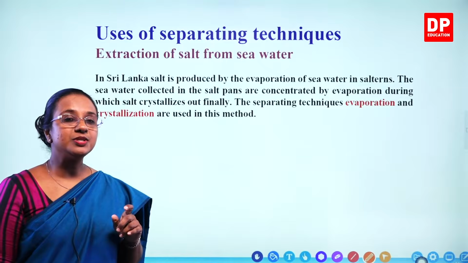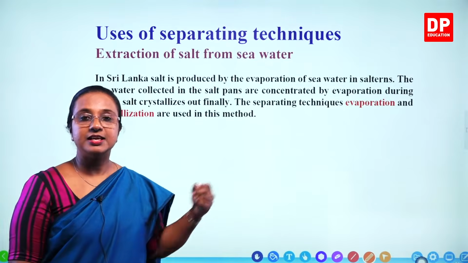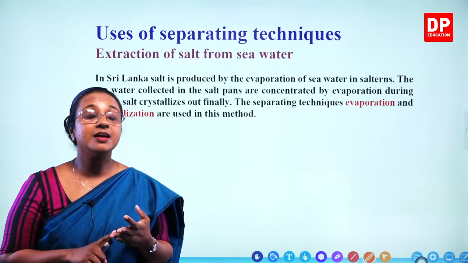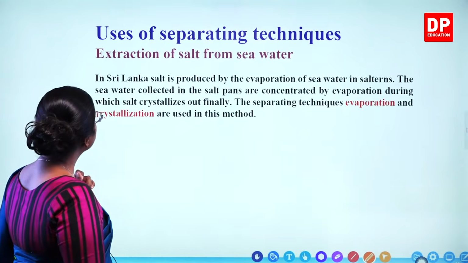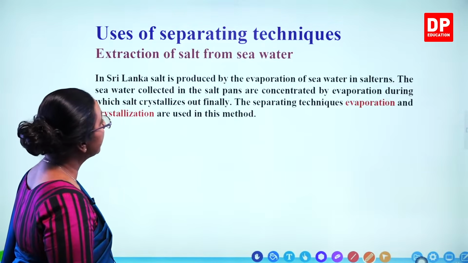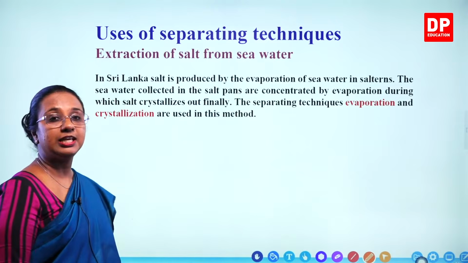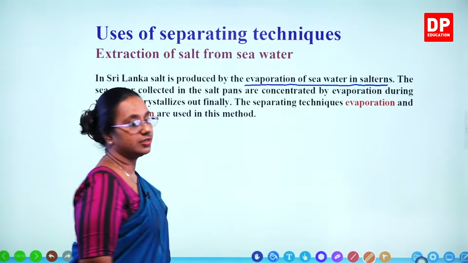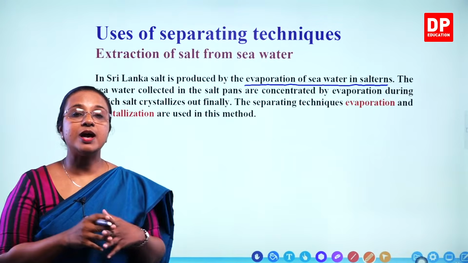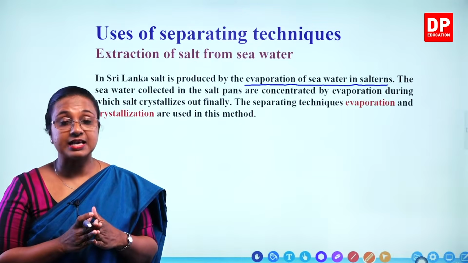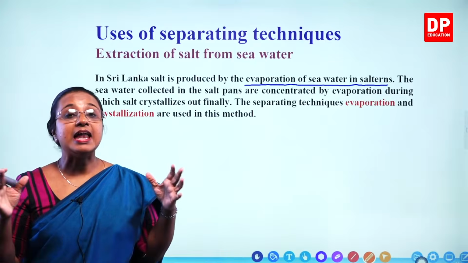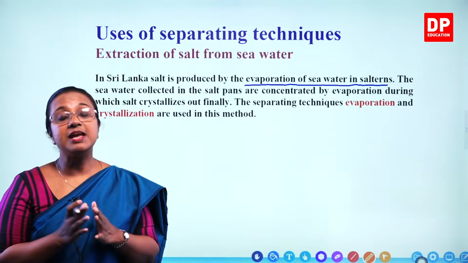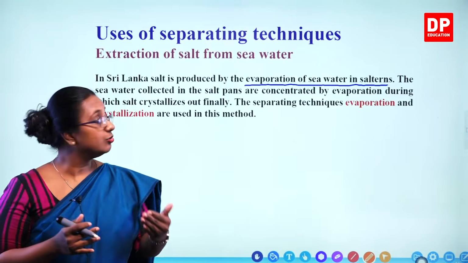If you remember, students, we discussed two techniques related to this. One was evaporation, the other one was crystallization. In Sri Lanka, salt is produced by the evaporation of seawater in salterns. Salterns are places where they build different types of tanks. Actually, there are three types of tanks, and in those tanks, they allow the seawater to remain for some time and evaporate.